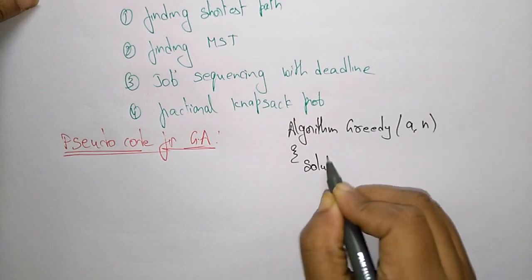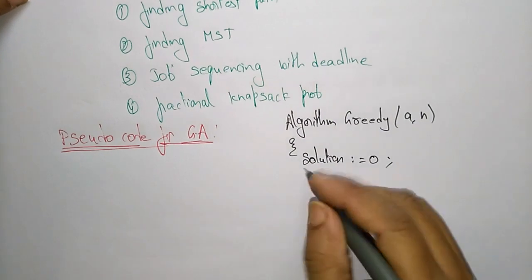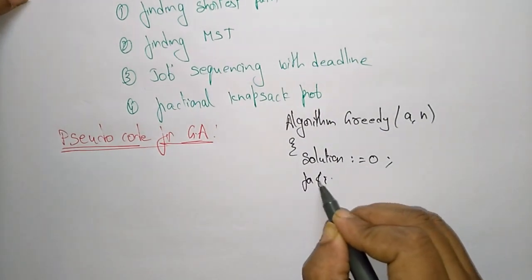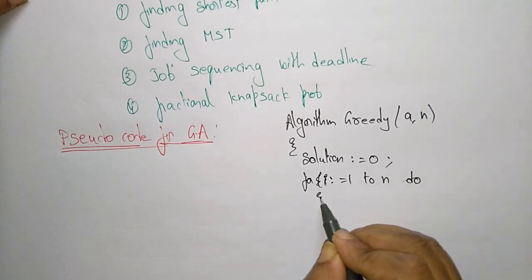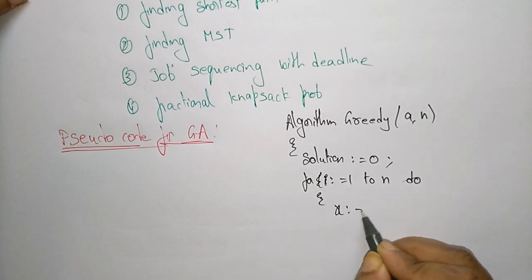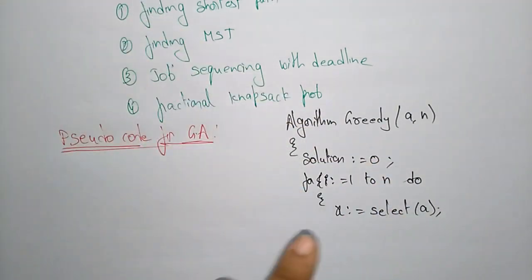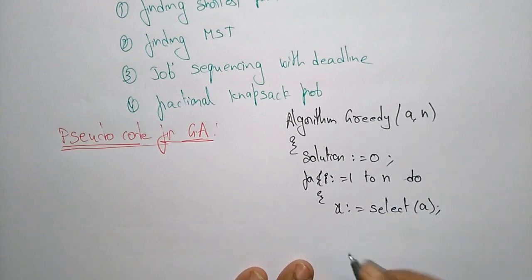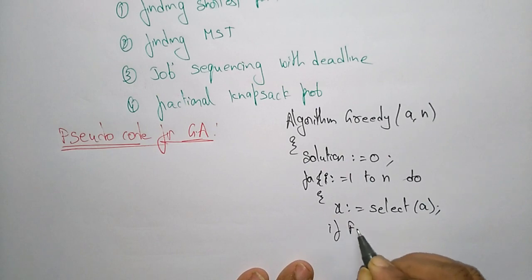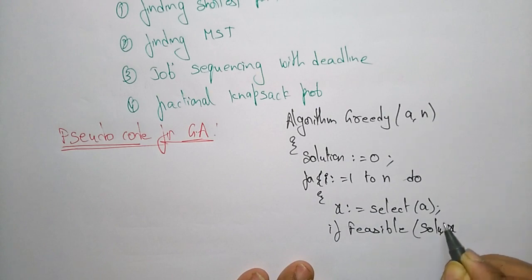Let us take the solution. Solution is equal to 0, meaning we are just initializing the solution to 0. Now, for i equal to 1 to n, do x equal to select(a), meaning we are selecting the array elements. Whatever elements are present, we have to select them and assign them to the x value. And we have to check whether a feasible solution is present or not: feasible(solution, x).